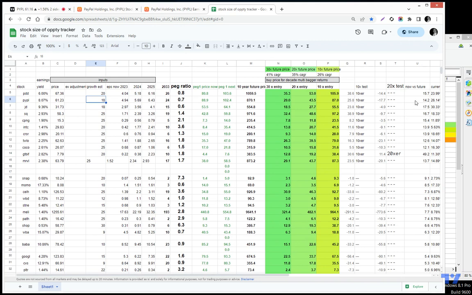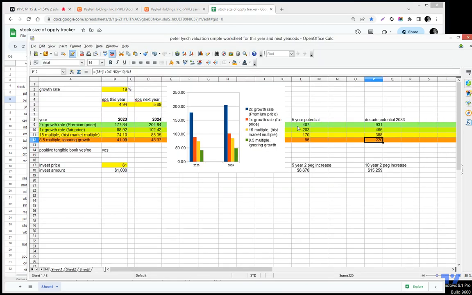And potentially, the future price, I calculate, this one says $870 in 10 years, potentially from 61 right now. That would be a 14 bagger. And then here I just track the potential entry prices. If it does get to 43, that would be a 20 bagger. So isn't that wild?